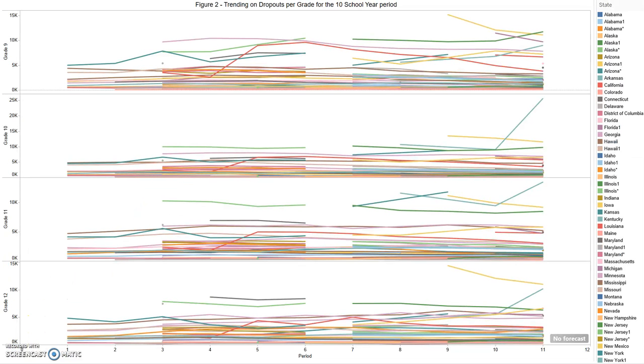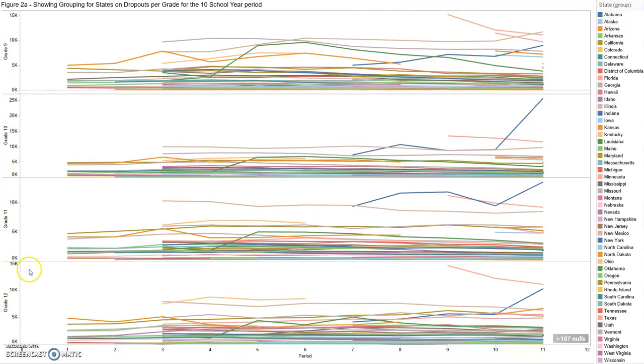The next graph shows each grade level 9, 10, 11, and 12, and the trends for 10 school years. Figure 2 shows trending on dropouts per grade for the 10 school year period. If you notice, the data has gaps in the name and the naming of states are not consistent. I use the same graph and use grouping when we come up to this figure to give more solid data. Because some states from the survey have null values, this analysis excludes these places.